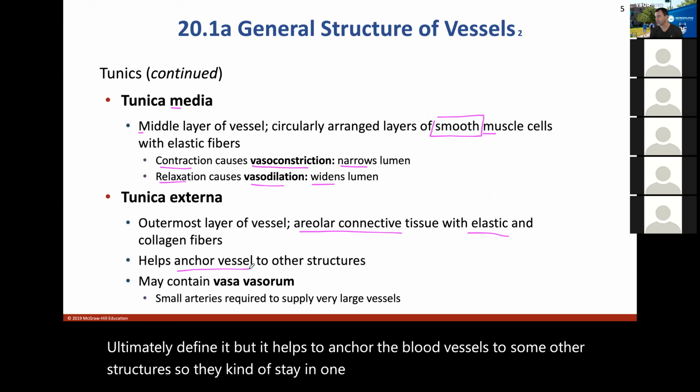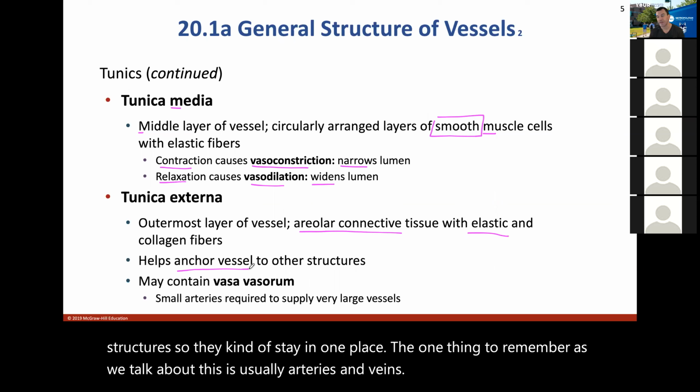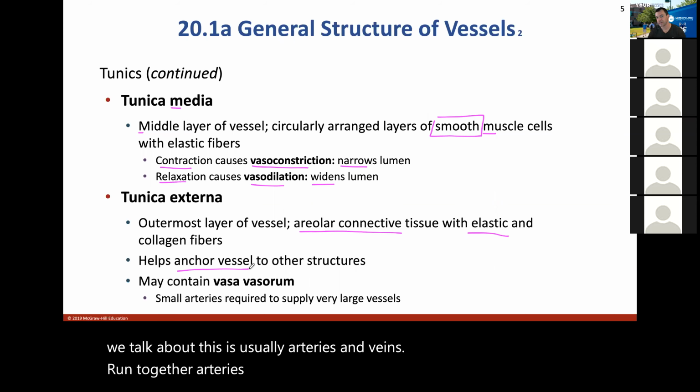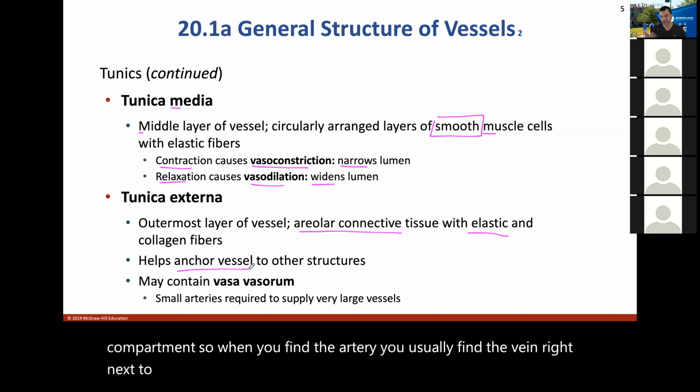The one thing to remember is usually arteries and veins run together. Arteries, veins, nerves, they generally run together in the same compartments. So when you find the artery, you usually find the vein right next to it. And this tunica externa helps to anchor it to the adjacent structures.